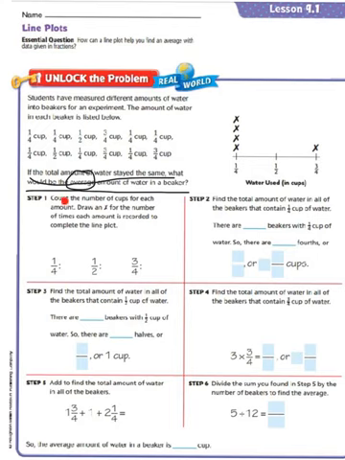So, step 1 says to count the number of cups for each amount. Draw an X for the number of times each amount is recorded to complete the line plot. So let's go up and count. We will begin with the 1/4 cup. So we see 1/4 cup, 2 1/4 cups, 3 1/4 cups, 4 1/4 cups, 5 1/4 cups, 6 1/4 cups, 7 1/4 cups. So we have 1/4 occurs 7 times. Now, so we don't get confused, we can go up and cross out each of those 1/4 cups so we don't accidentally count it again.